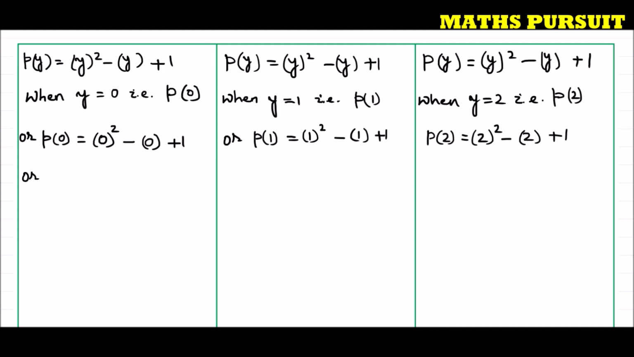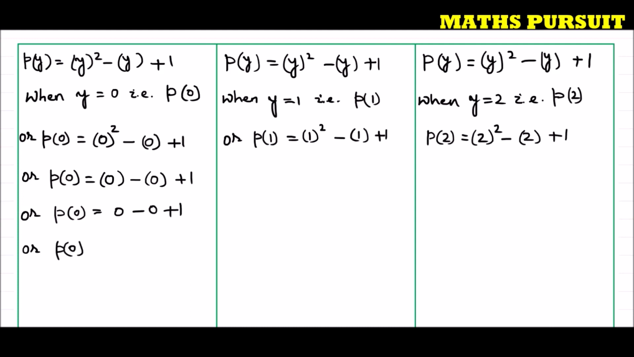Or I can write P(0) is equal to 0 to the power 2 is 0, minus 0 plus 1. So 0 minus 0 is 0, and I can write 0 minus 0 plus 1, or P(0) is equal to 1.